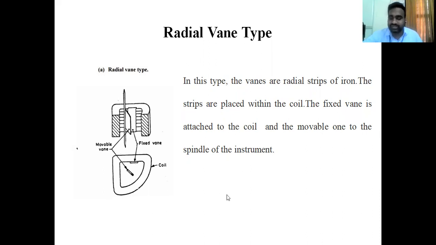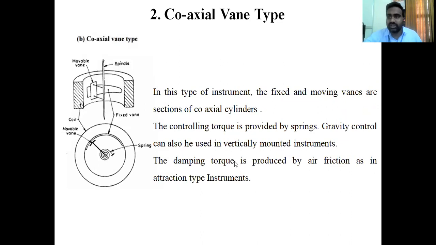Next, the classification of the coaxial vane type moving iron instrument. In this classification, here also we have two types of vanes. One is a fixed vane. See here, this is a fixed vane and this is a movable vane, and the spindle is connected to the movable vane. To this movable vane, we connected the spindle. Okay, so this is nothing but a coil.